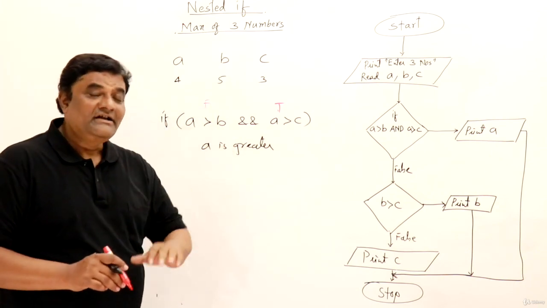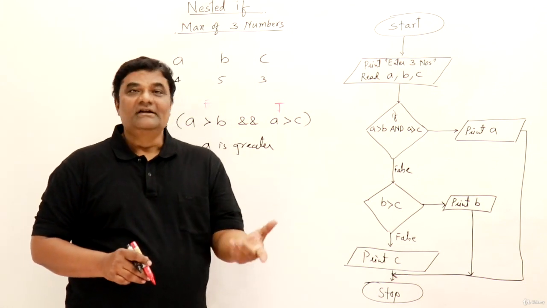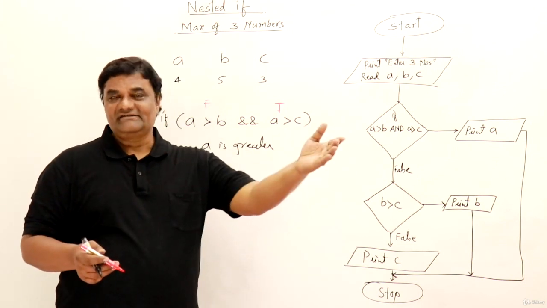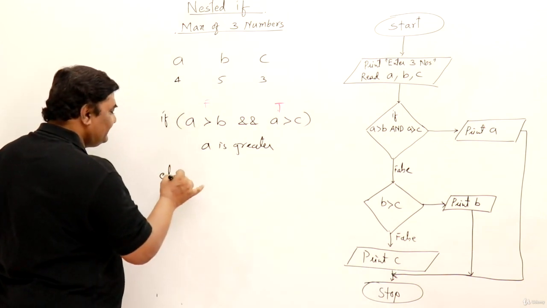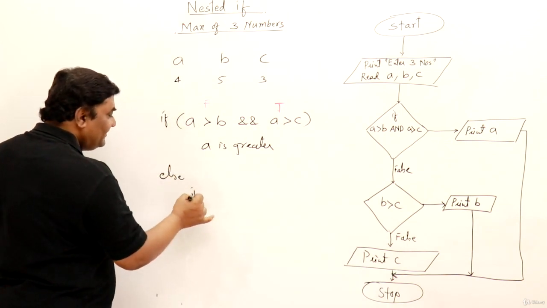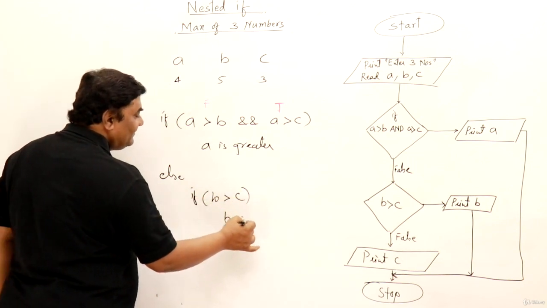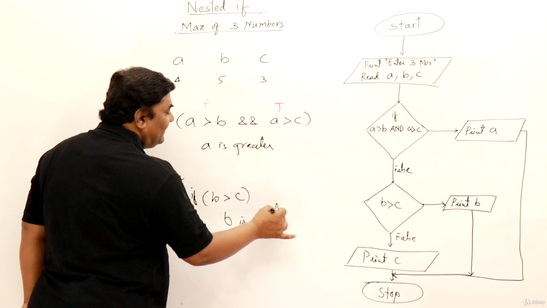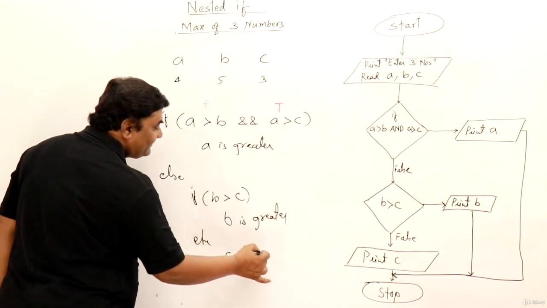Then who is greater? If A is not greater, then two are remaining: B and C. So either B is greater or C is greater. Let us compare them. Afterwards, else, if B is greater than C, then B is greater, right? And in this also else, C is greater.